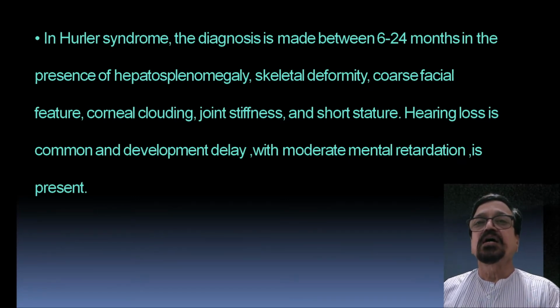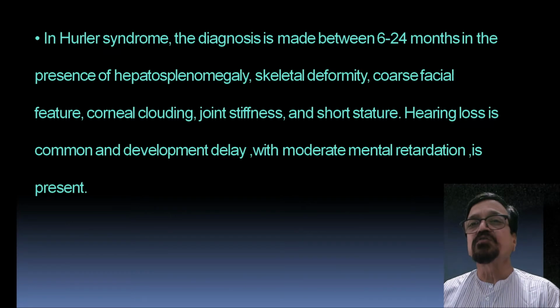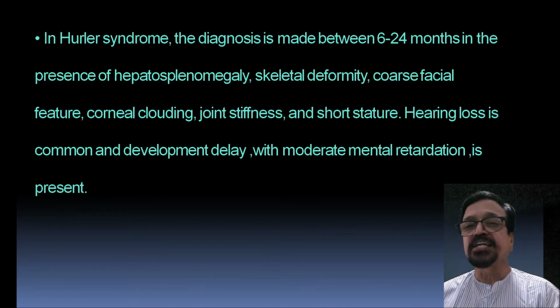Now coming to Hurler-Hunter syndrome. Diagnosis is made between 6 to 24 months in the presence of hepatosplenomegaly, skeletal deformity, coarse facial features, corneal clouding, joint stiffness, and short stature. Hearing loss is common, and developmental delay and moderate mental retardation are always there.